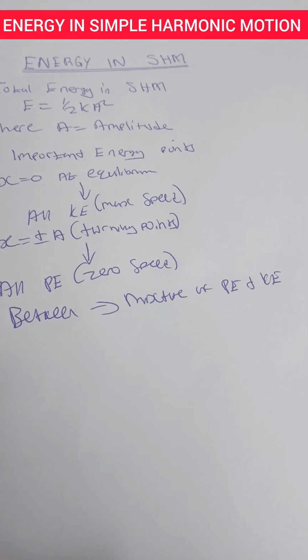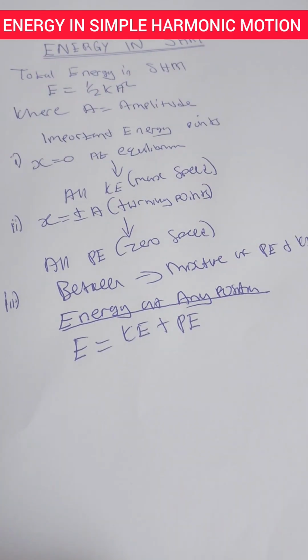Now let's replace what is kinetic energy. Kinetic energy is half mv squared. What about potential energy? It's half kx squared. Remember, it's elastic potential energy that we are dealing with right now. So here is the formula.